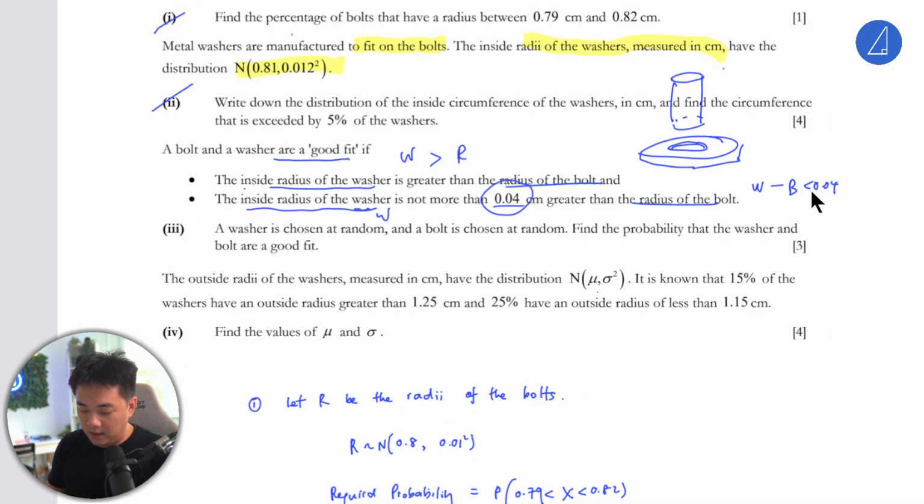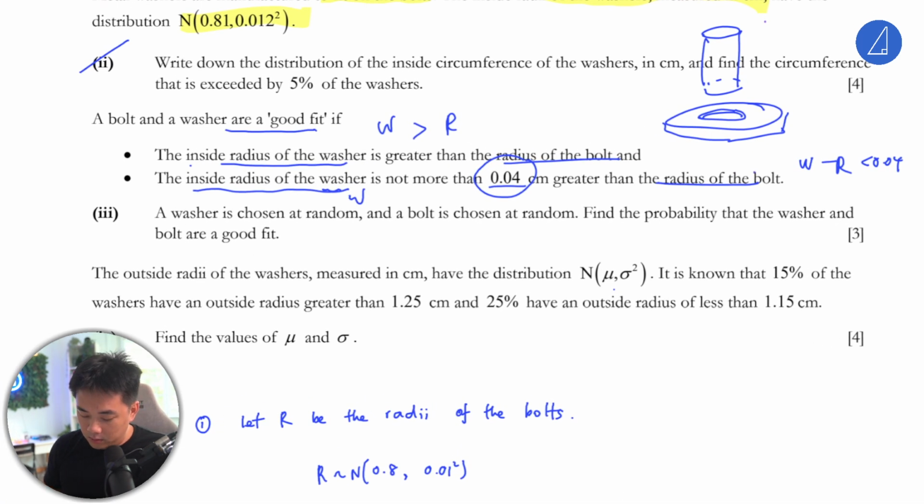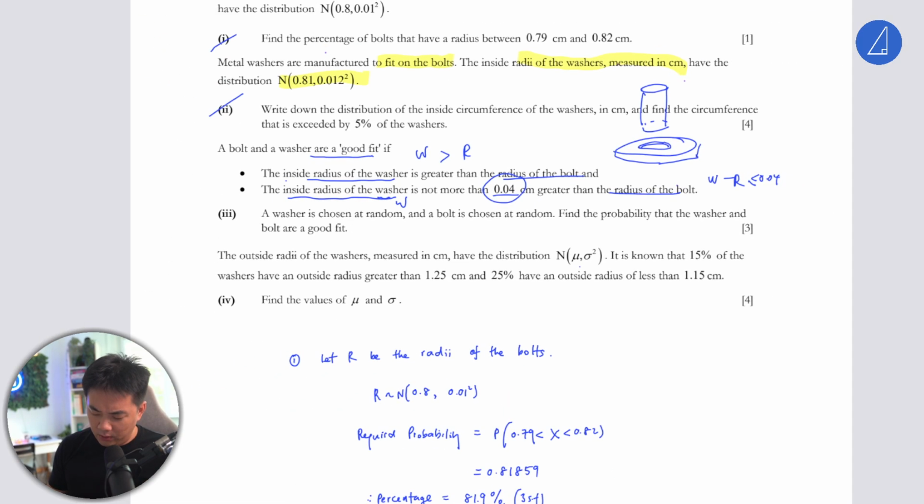Okay, so essentially that's the idea there. But it has to be W minus R, the radius of the boat. So it's not more than, so you can put at most. It doesn't matter, it's the same thing, right? This is continuous, so it doesn't matter.